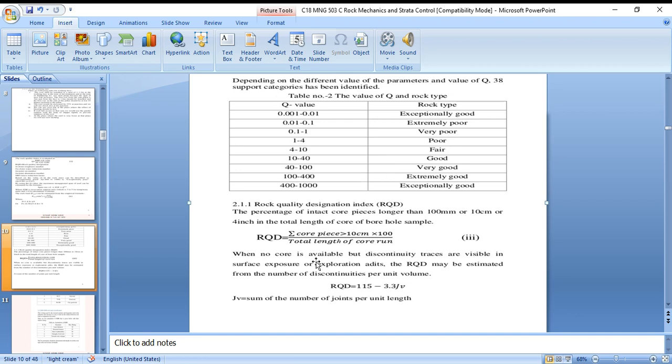The rock quality designation index RQD is the percentage of intact core pieces longer than 10 centimeters or 4 inches in the total length of the core of the borehole sample. The RQD value is the sum of core pieces more than 10 centimeters. This is a well-known factor for calculation. When core is not available but discontinuity traces are visible on the surface exposure or exploration adit, the RQD may be estimated from the number of discontinuities per unit volume. So RQD equals 115 minus 3.3 Jv, the sum of the number of joints per unit length.